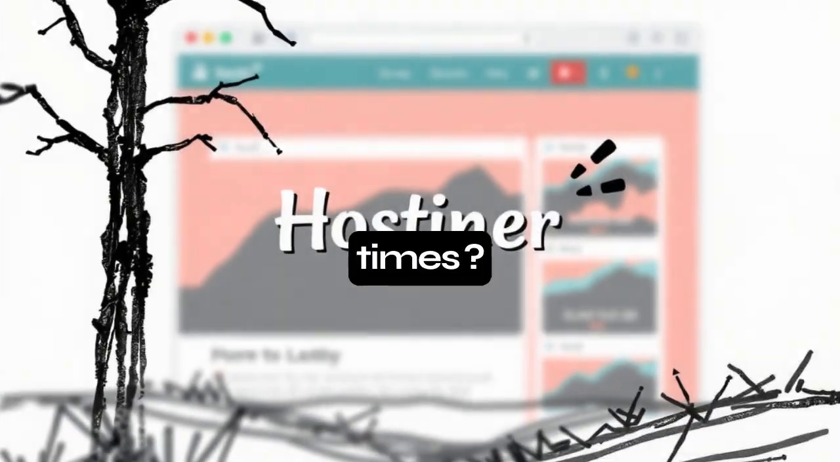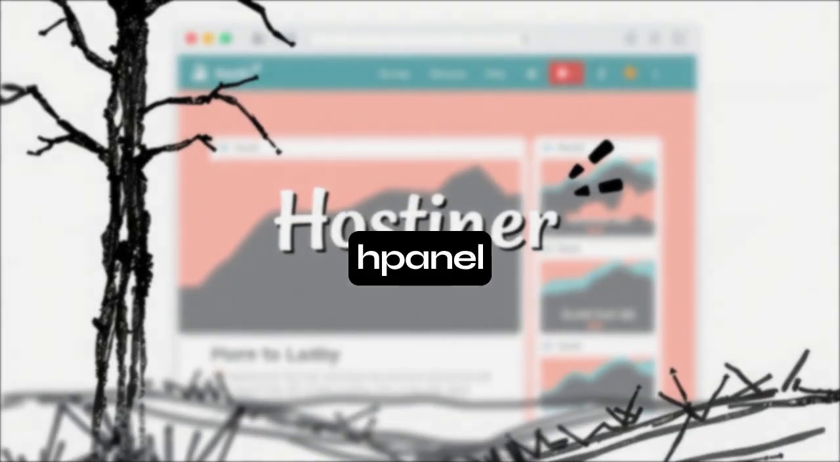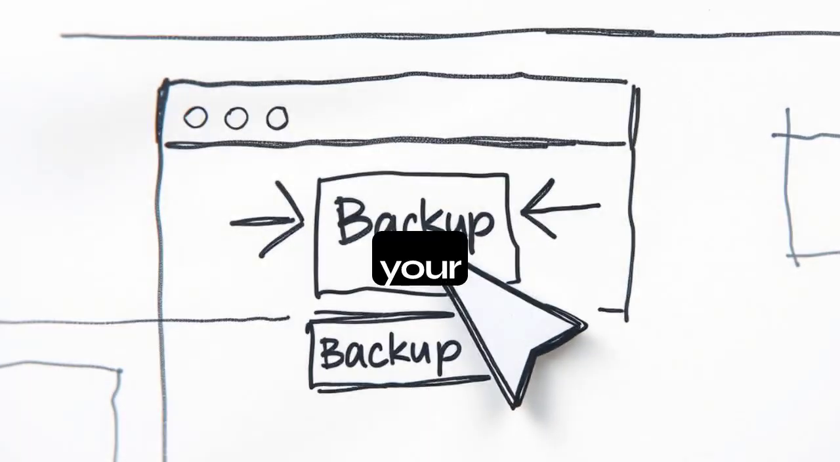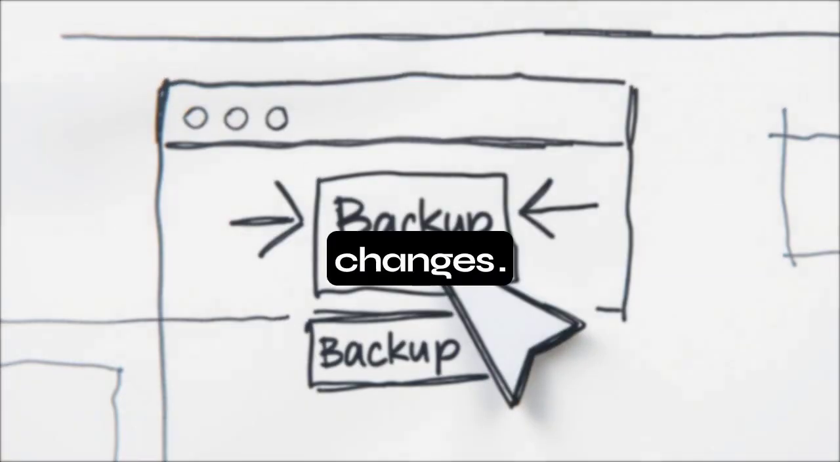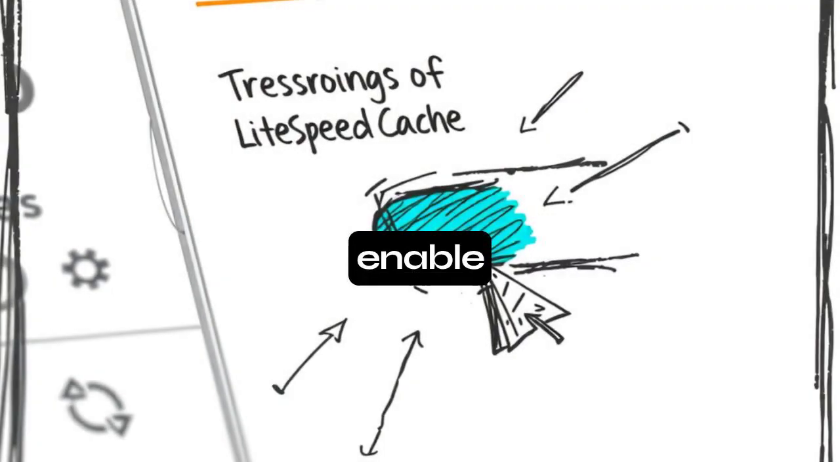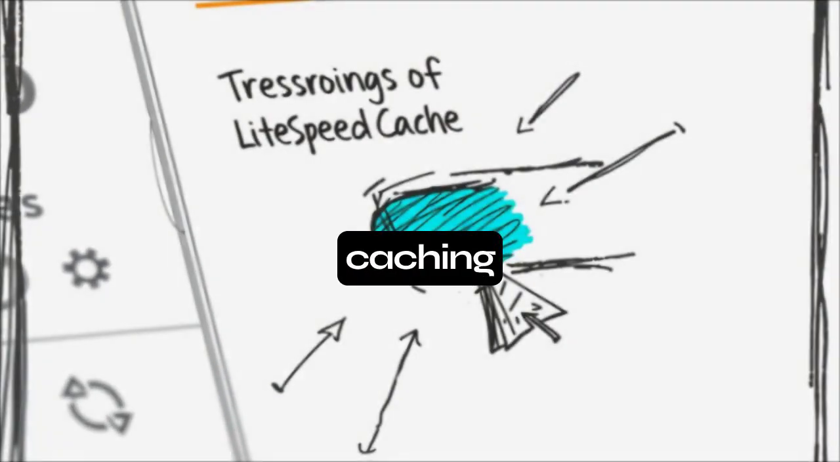Want faster loading times? Let's optimize your hosting hPanel for maximum performance in under a minute. First, back up your site and create a restore point before changes. Step 1. Enable LiteSpeed Cache or the recommended caching plugin.